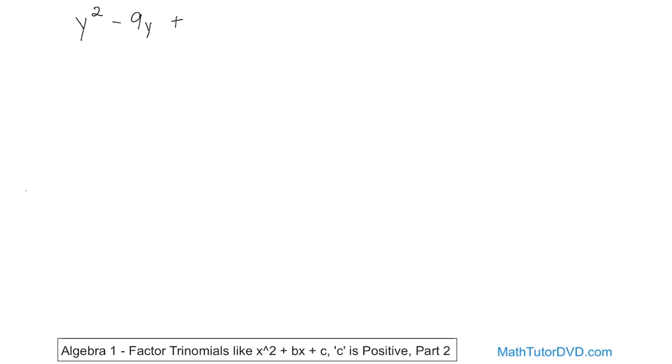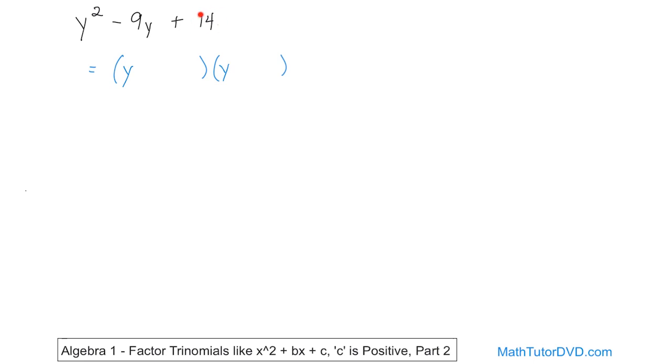So here we have y squared minus 9y plus 14, and you want to factor it. What we're trying to do is find two binomials. When we say factor, we're trying to find these two binomials that multiply together to give me what I've started with. So you first look at the first term, y squared. That means there needs to be a y here and a y here, because y times y is y squared.